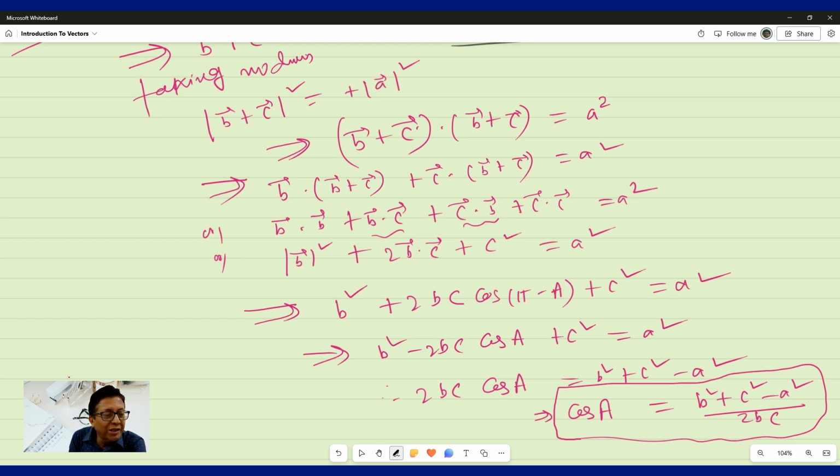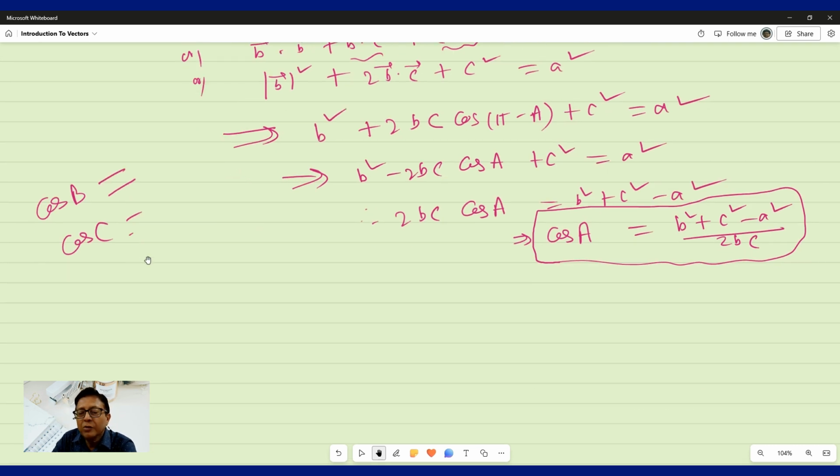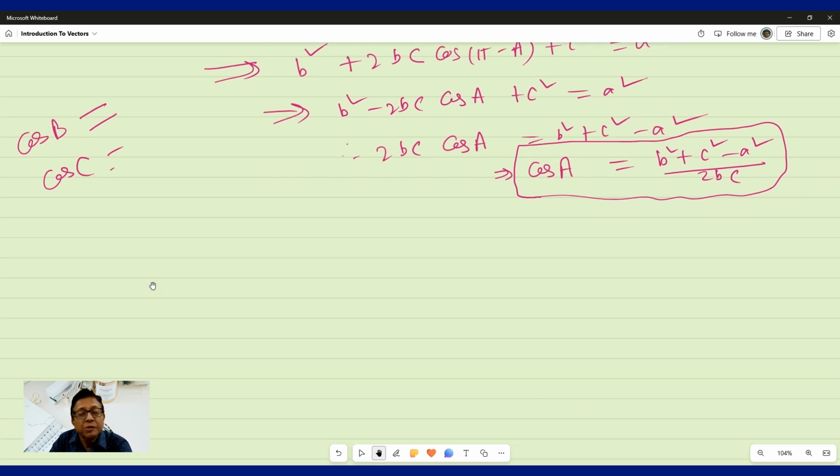Similarly, you can show cos B and cos C. For cos B, what will you do? You will take B on one side, C and A on the other side. For cos C, what to do? You take C on one side, A and B on the other side. Got my point? Hope you have understood. Good. Now we are going to find another application. The trigonometric application we have found. Two very important relations in a triangle we have got.